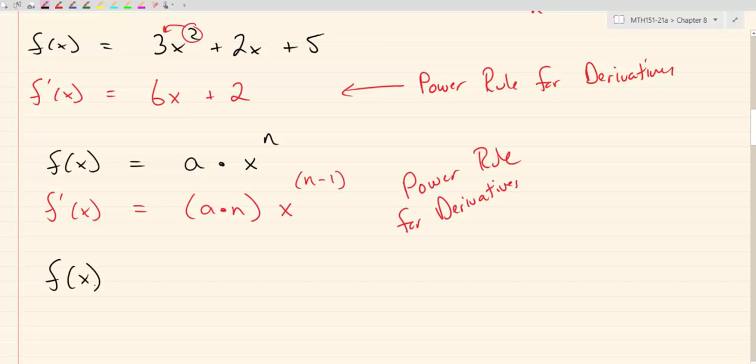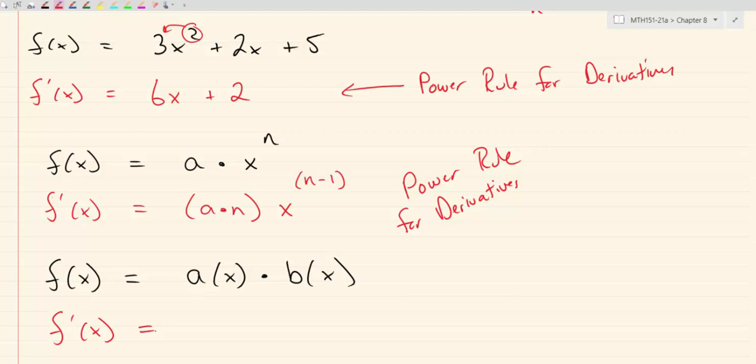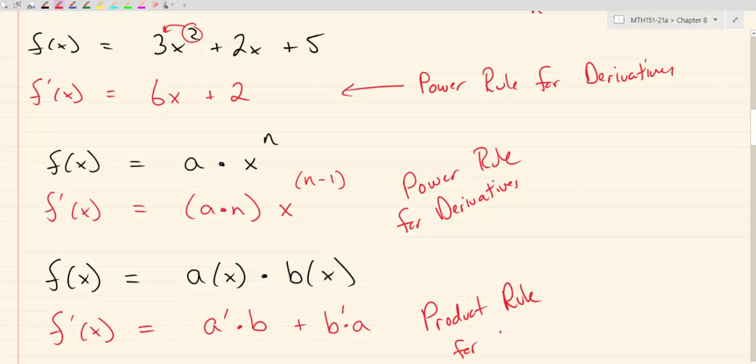So let's say that f of x is equal to a of x times b of x. So this is going to be 2 functions that are multiplied together. Then the derivative, f prime of x, is equal to, and what I'm going to do is I'm not going to write this with the a of x. I'm just going to write a, okay, if that's all right. It's equal to a prime times b plus b prime times a. And this is called the product rule for derivatives.